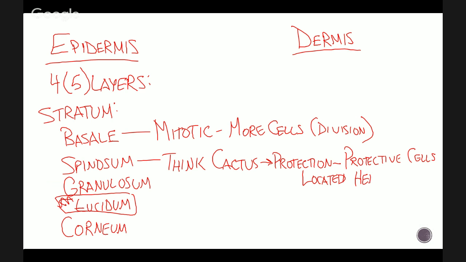All right, so the stratum spinosum is the spiny layer. But think of a cactus. How a cactus has, what did you say? Scales to protect it, so like it's the protective layer because the protective cells are located there. Great way to come about it. That'll stick in your memory really well.